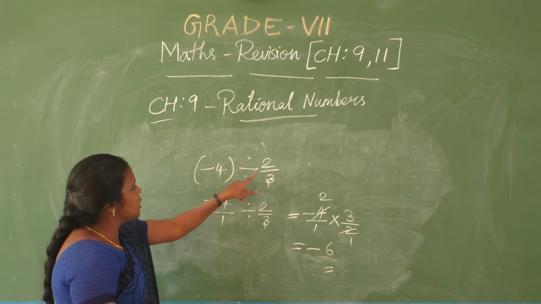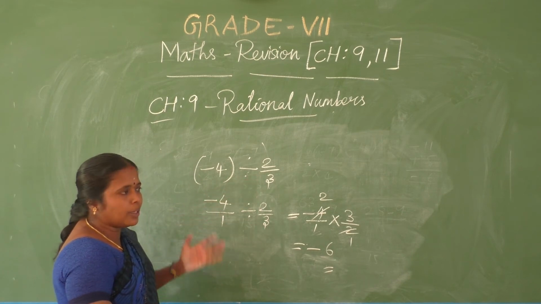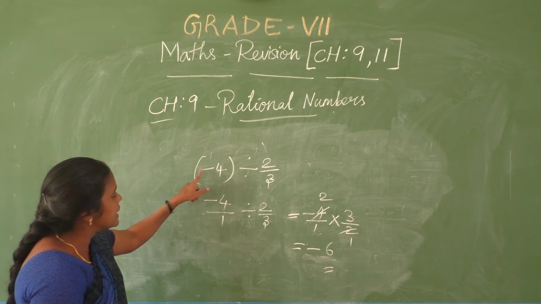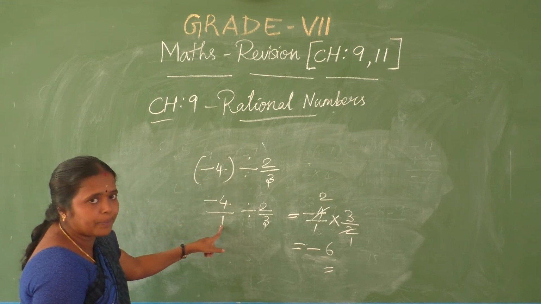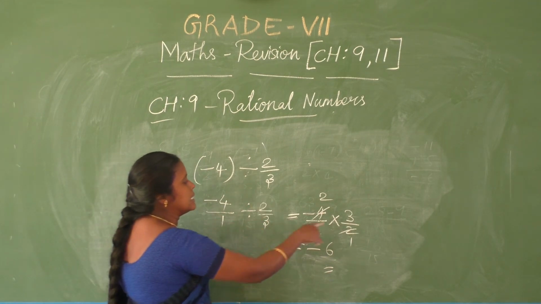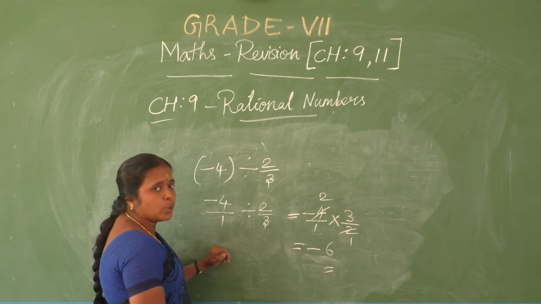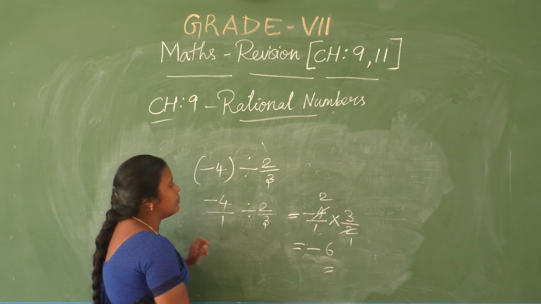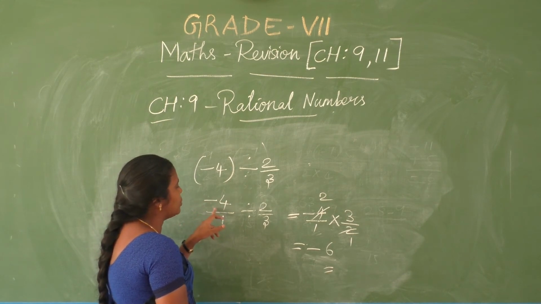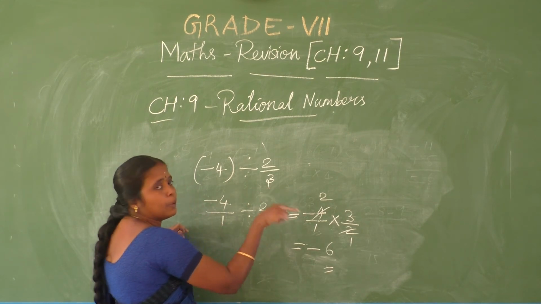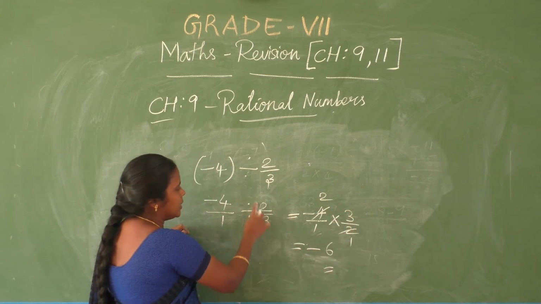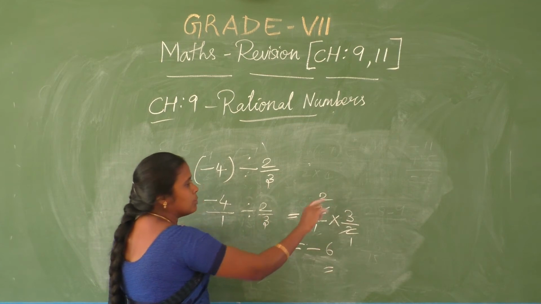Minus 4 is an integer, 2 by 3 is a fraction. Both are in different categories. So for making them equal, I changed that integer into a fraction by putting 1. Now, division of two rationals. Division of two rationals is the reciprocal of multiplication. This is the rule: the second part, by which we are going to divide the first one, is to be made reciprocal. So the reciprocal form of 2 by 3 is 3 by 2, and at that time the division operation changes to multiplication.